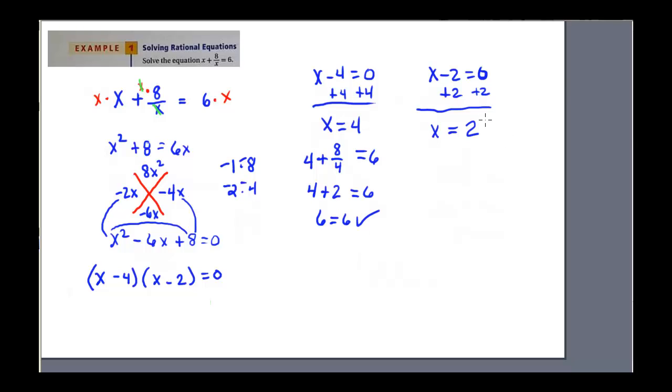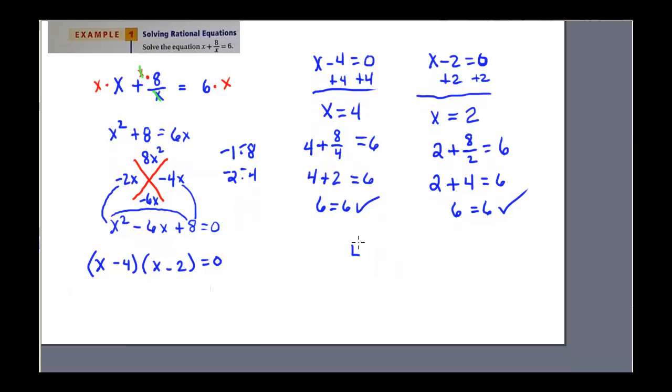Do the same thing using 2. Replace x with 2. So now I have 2 plus 8 over 2 equals 6. 2 plus 8 over 2 reduces down to 4. So now I have 2 plus 4 equals 6. Well, 2 plus 4 is 6. So I have 6 equals 6. And that is a solution to our rational equation. Therefore, our rational equation has two answers, 4 and 2.